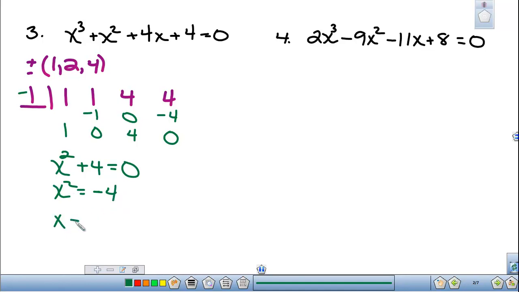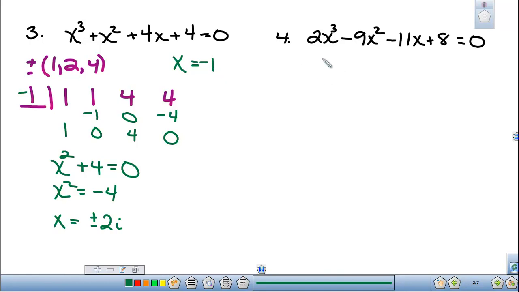And x is equal to plus and minus 2i, which is obtained by taking the square root of -4, extracting that negative and making it an i. And then the square root of 4 is 2, and of course those are 2 answers. But you can see that these are not rational zeros, and so my only rational 0 is x equals -1.